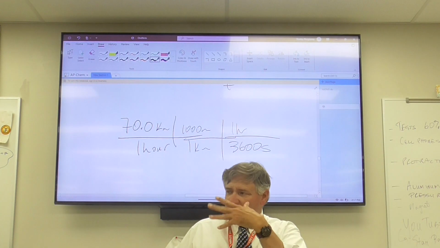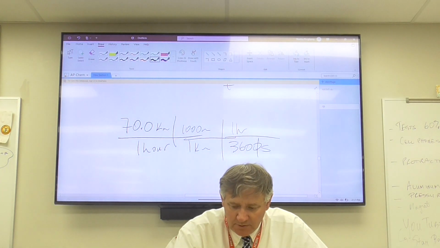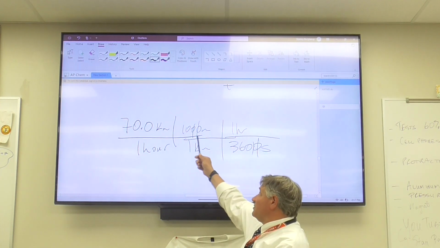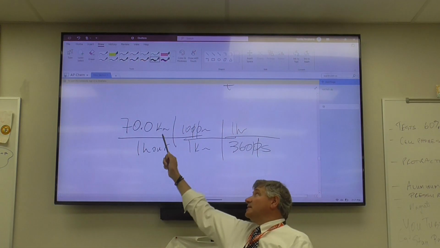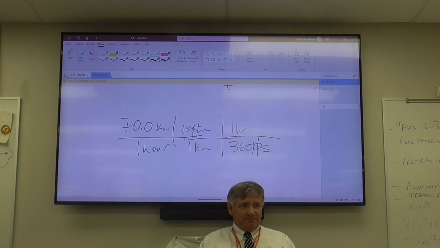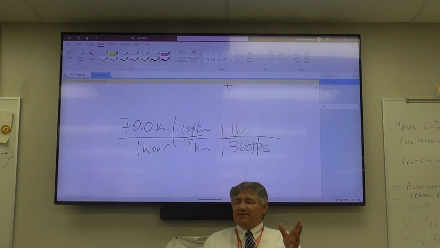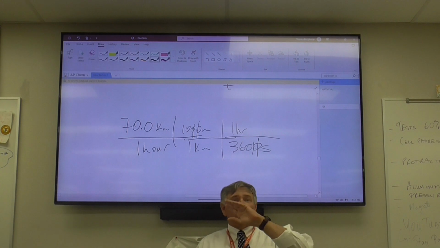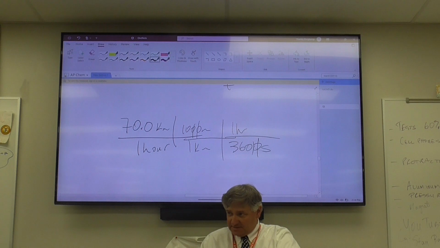So here's the shortcut that you can do. You can lop off a couple of zeros, and so the shortcut version of this conversion is that you multiply by 10, and then you divide by 36. Okay? So anytime you can convert from kilometers per hour to meters per second, multiply by 10, divide by 36.